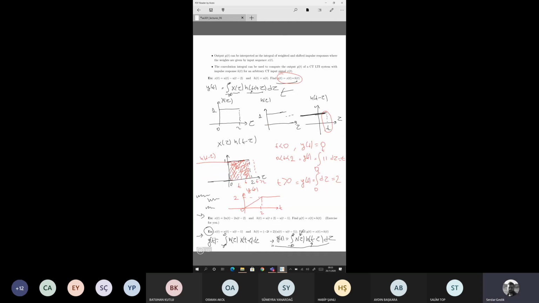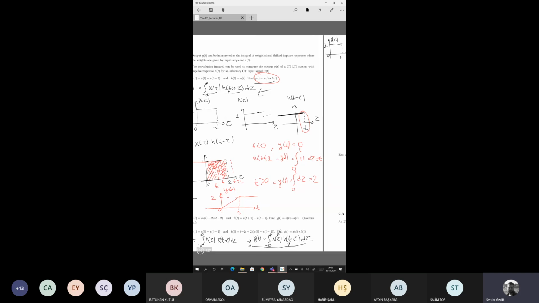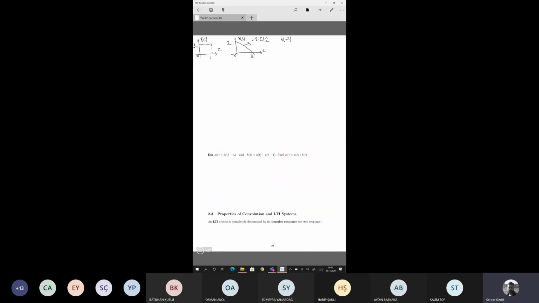Well, what about h of minus tau? The equation here tells you that you will find h of t minus tau. So first I will find h of minus tau, then I will find h of t minus tau. So this is h of minus tau. It is tau here again. It is 1 here, it is 2 here, it is 0. So it's just flipped with respect to the vertical axis. This is my h of minus tau.